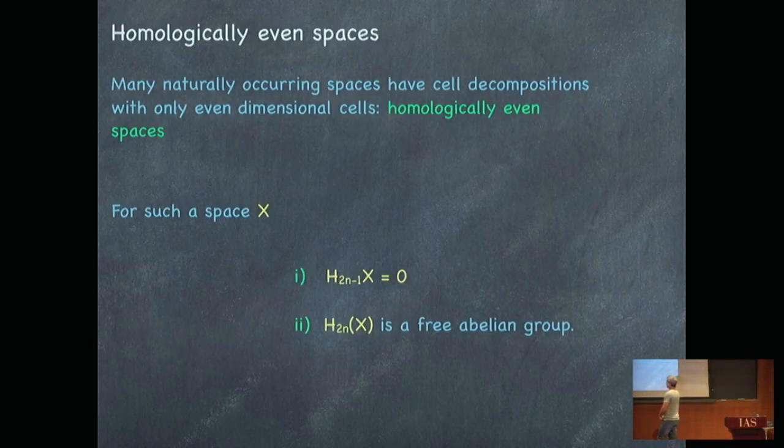In algebraic topology, there's a lot of naturally occurring spaces that have cell decompositions with only even dimensional cells, like complex projective spaces, Grassmannians, the state spaces of completely integrable Hamiltonian systems. More or less anything that comes to you with a natural algebraic torus action tends to have a cell decomposition with only even dimensional cells. So I'm going to call those homologically even spaces. And for a homologically even space, the odd homology groups are 0, and the even ones are free abelian groups.